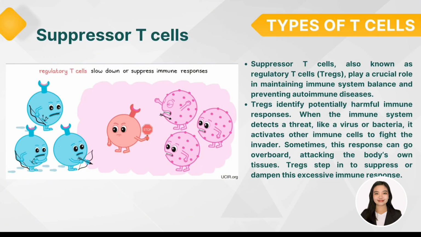The last type of T cells are the suppressor T cells. Suppressor T cells, also known as regulatory T cells, play a crucial role in maintaining immune system balance and preventing autoimmune diseases. Suppressor T cells identify potentially harmful immune responses. When the immune system detects a threat, like a virus or bacteria, it activates other immune cells to fight the invader. Sometimes this response can go overboard, attacking the body's own tissues. Suppressor T cells step in to suppress or dampen the excessive immune response.